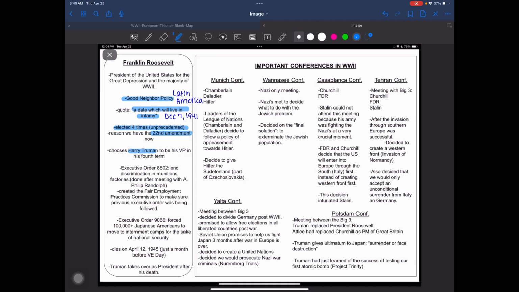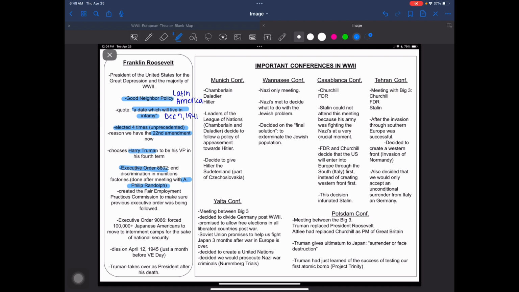A little recap here. He did issue an executive order when A. Philip Randolph comes in and talks about how African Americans were being discriminated against in war industries. So A. Philip Randolph is going to convince FDR to pass an executive order to end discrimination. And if you kind of remember, that discrimination will continue once World War II is over.